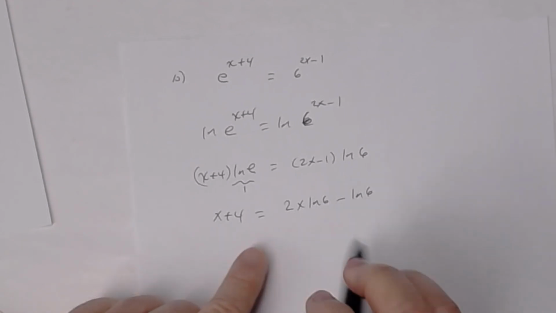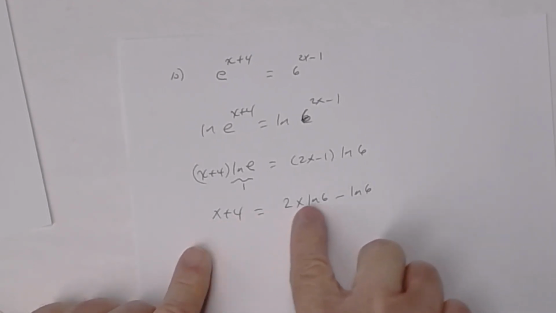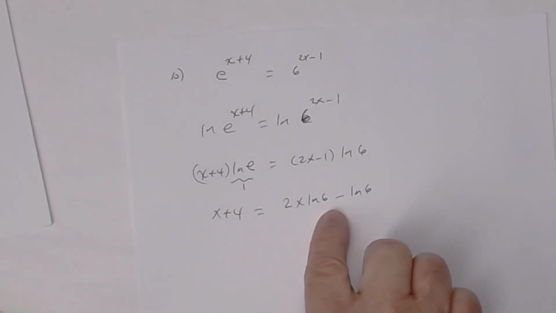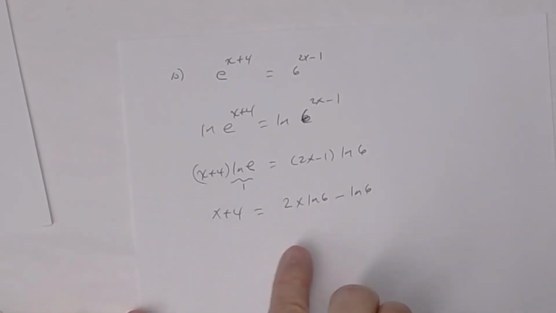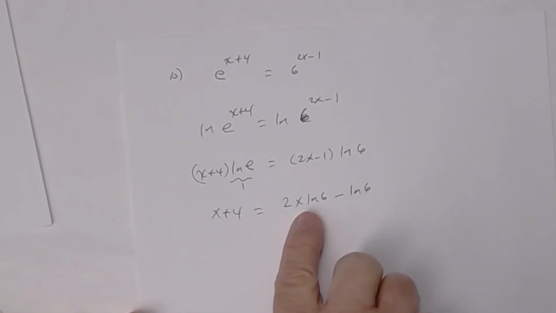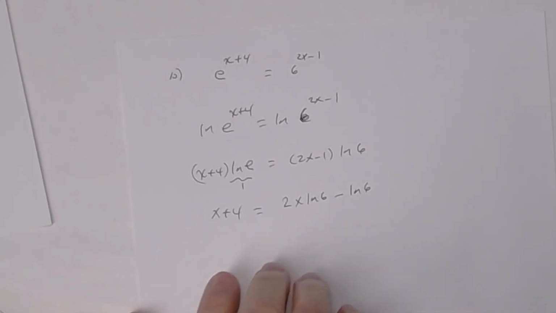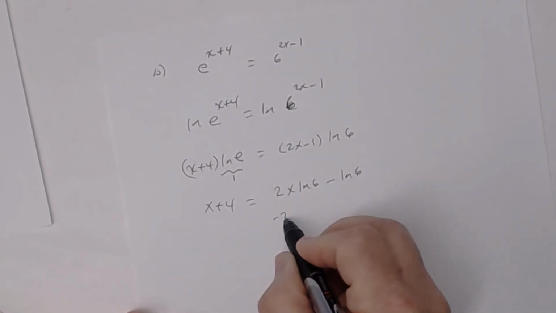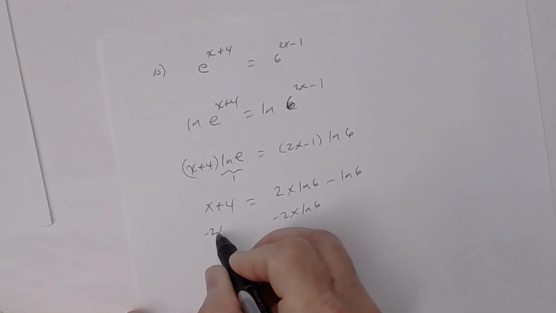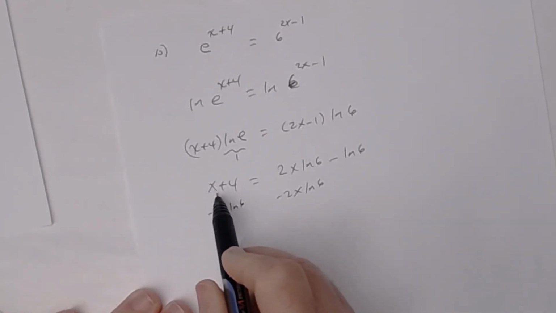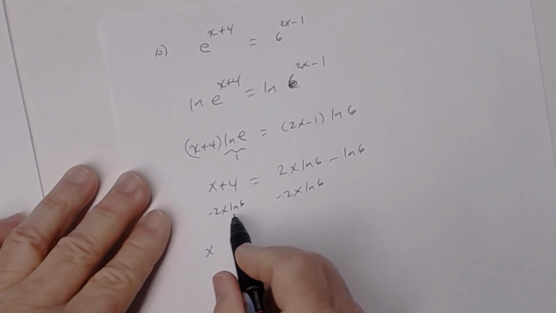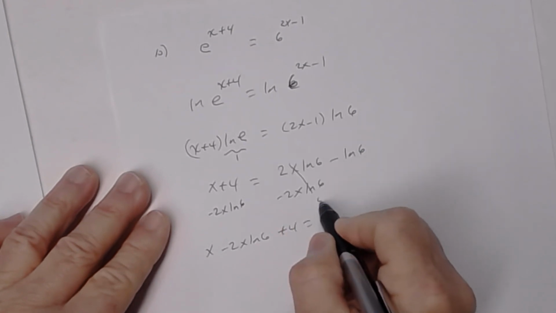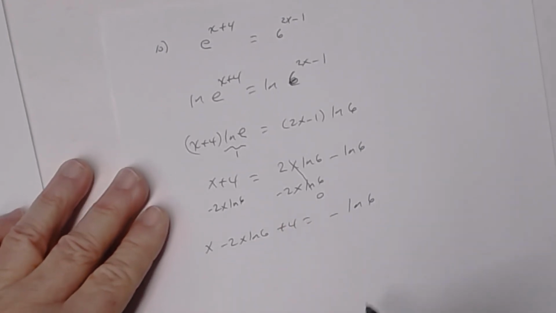Now notice we have this linear equation, x to the first, x to the first. Even though you have natural log of 6, don't let that throw you off. It's still a real number. To solve a linear equation, remember you've got to bring all the variables to one side. So I'm going to bring this 2x natural log of 6 to the other side. I'm going to subtract 2x natural log of 6 from both sides. So what I have now is x minus 2x natural log of 6 plus 4 equals 0 minus natural log of 6. So that's what I have.